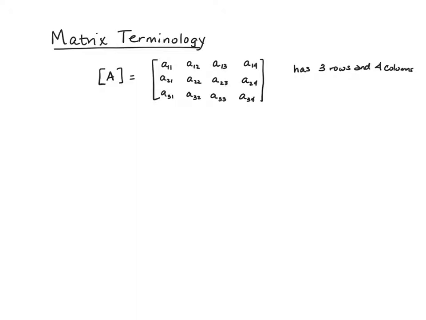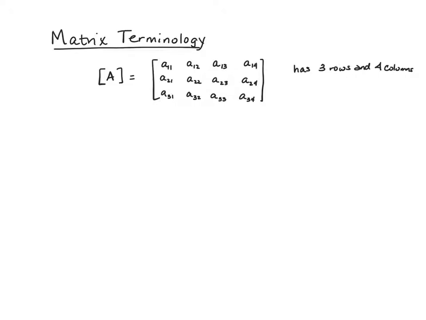So, shown here is a matrix named A, with terms A sub ij, where i is the number of the row that it's in and j is the number of the column. This example has 3 rows and 4 columns.